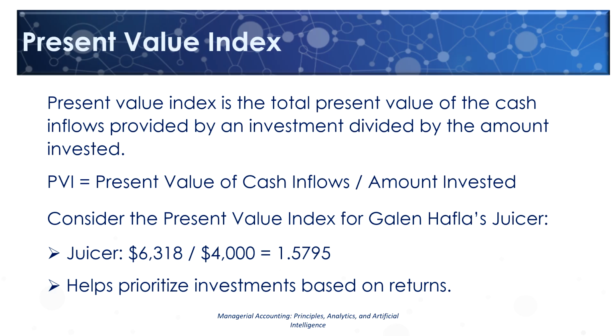If we look at the purchase of the juice extractor, if we take the present value of $6,318 divided by the investment of $4,000, we get a present value index of 1.5795, which is greater than 1, suggesting the investment meets the required return and is profitable.